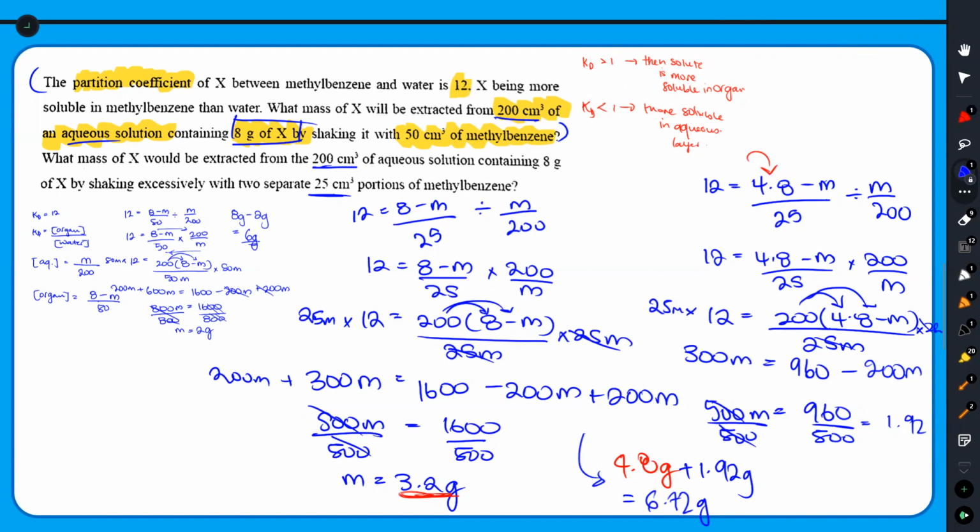If you did it in one big chunk, we got 6 grams. That's if we did it in 50 centimeter cube. But when we divided it into two parts, the 25 and 25, we got a larger extraction. So by doing it in smaller portions, that's a more efficient way of doing your solvent extractions. So this should be 6.72 grams.